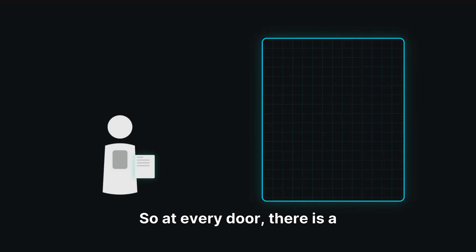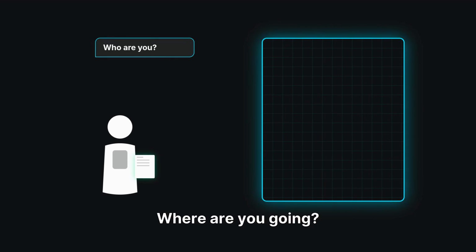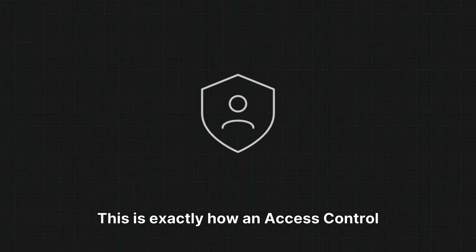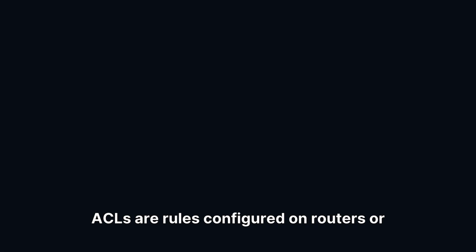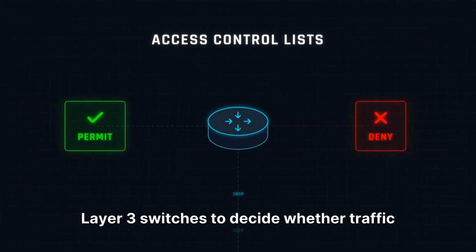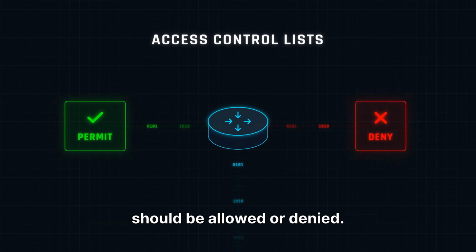So at every door, there is a security guard checking. Who are you? Where are you going? Are you allowed? This is exactly how an access control list, or ACL, works in networking. ACLs are rules configured on routers or layer 3 switches to decide whether traffic should be allowed or denied.